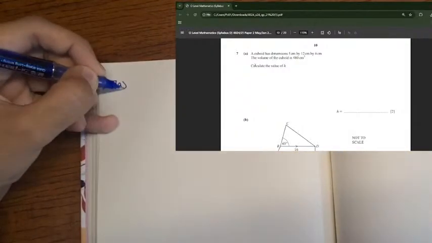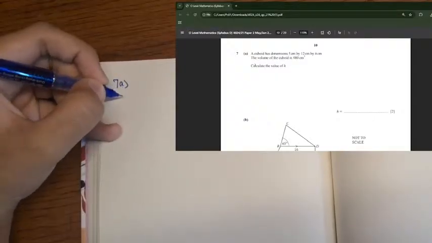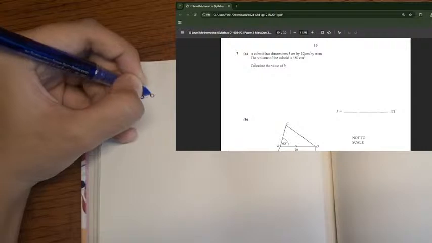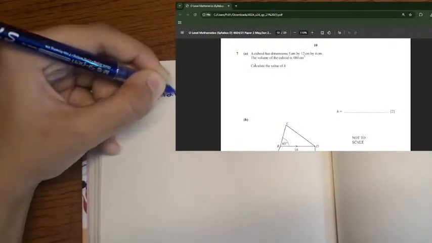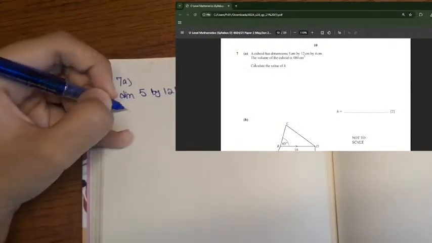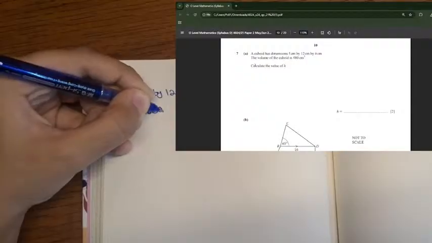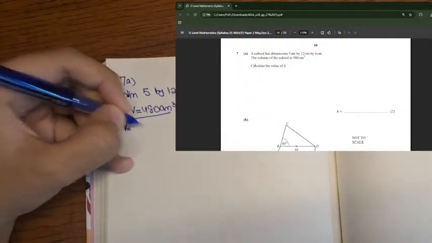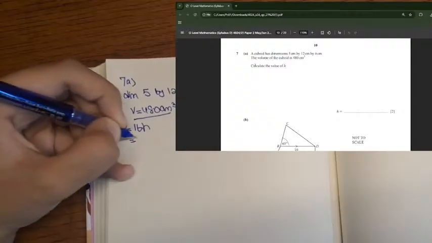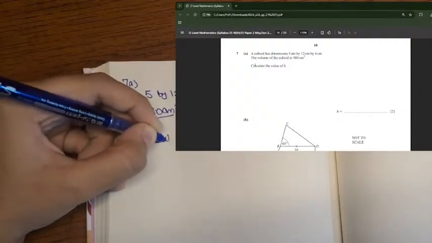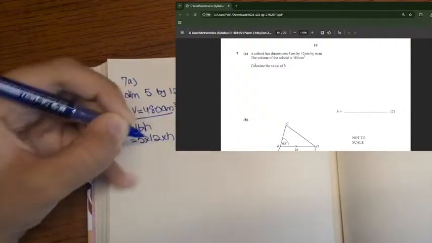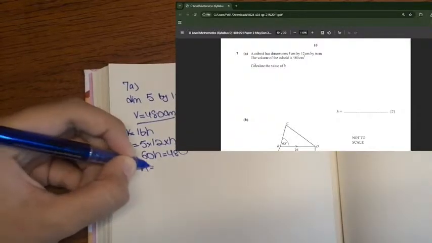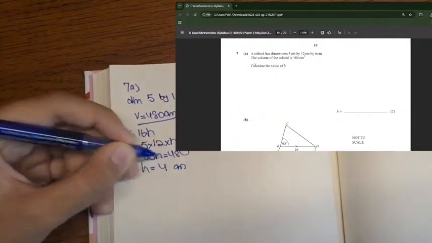7a. A cuboid has dimensions 5 centimeter by 12 centimeter by h, and its volume is 480 centimeter cube. So the volume of a cuboid specifically is all of its sides multiplied by each other, L times B times H. So it's 5 times 12 times h is equal to 480. This becomes 60h is equal to 480, and h is obviously 8 with this. So h is 8 centimeters.